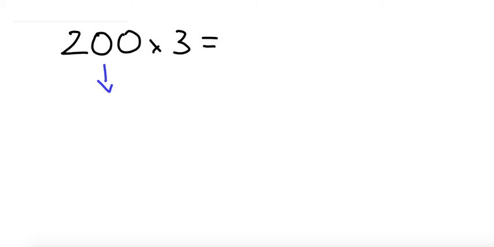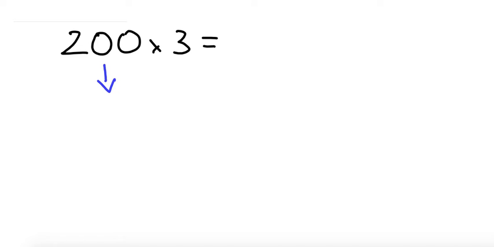Okay, let's look at now what happens when we're multiplying by 100, or a multiple of 100. So, for example, what if we had 200 times 3? Well, again, let's break it down and then we'll look at the shortcut. So, breaking down that 200, well, what do we know about 200? What's it made up of?